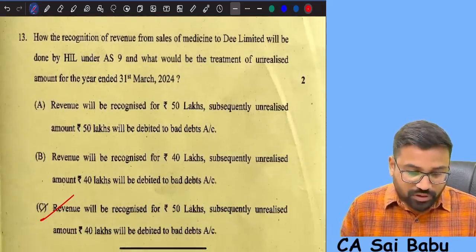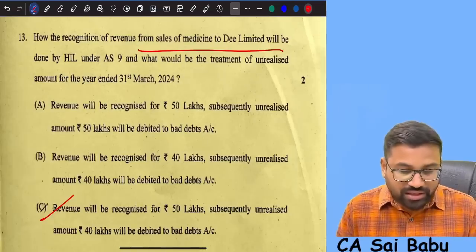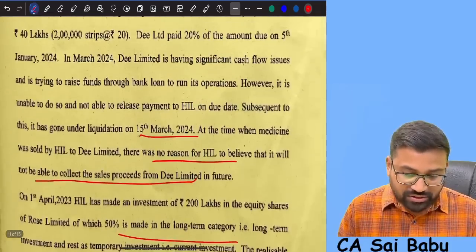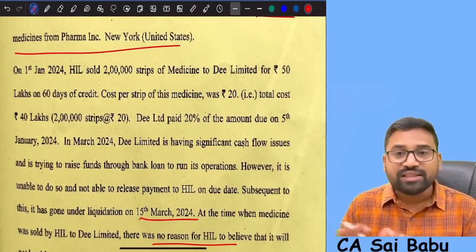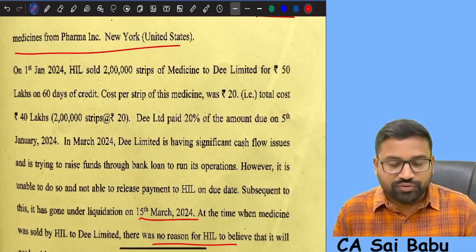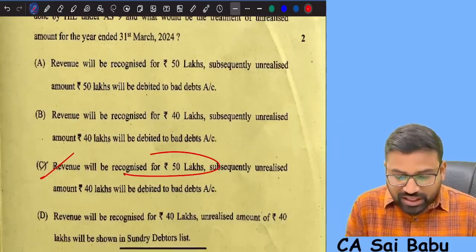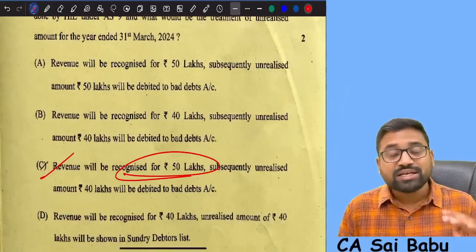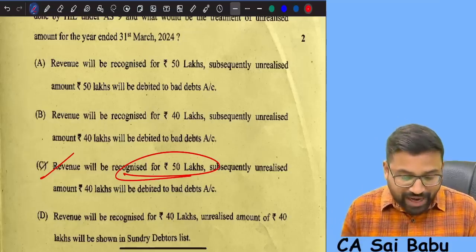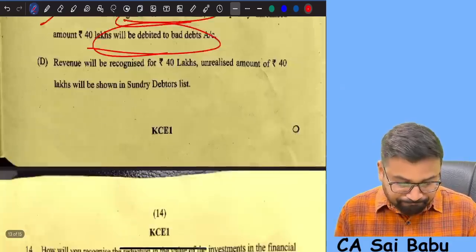Next, how will the recognition of revenue from sale of medicine to D Limited be done by Hill under AS 9? So here the question is relating to revenue recognition. See, at the time of sale, there is no uncertainty. After recognition of the revenue, there is an uncertainty. What we need to do? We need to create a provision. So therefore, initially we recognize revenue for 50 lakhs. Since subsequently the company to whom we have sold the goods has become bankrupt, 40 lakhs will be debited to bad debts.